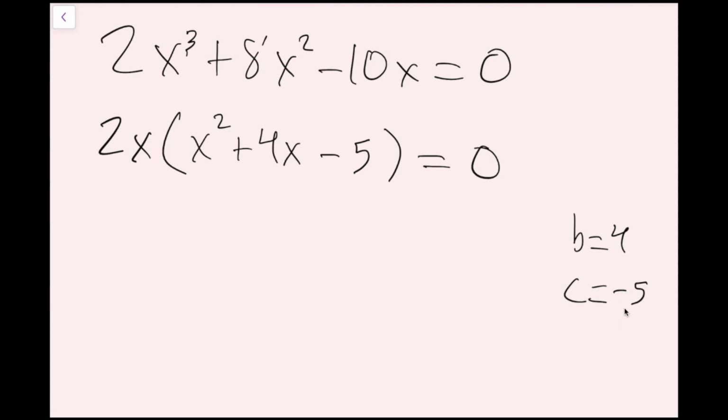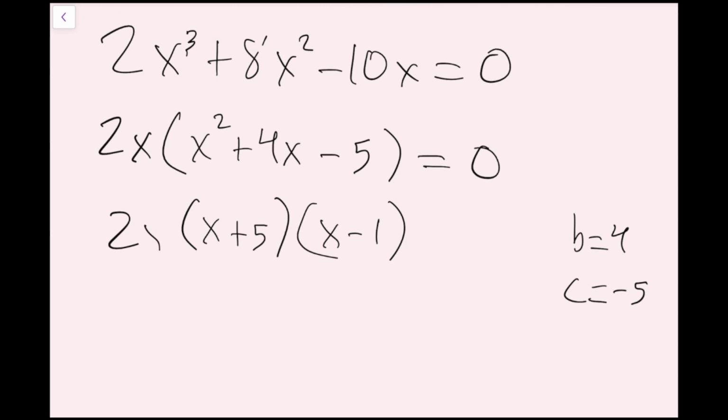Well, you can make a factor list, but I can kind of tell right away that my two values are going to be positive 5 and negative 1, because positive 5 plus negative 1 is positive 4, and if you multiply those two numbers, you get negative 5. So I can break this up into my two quantities: x plus 5, and then x minus 1. And I'll bring down the 2x.